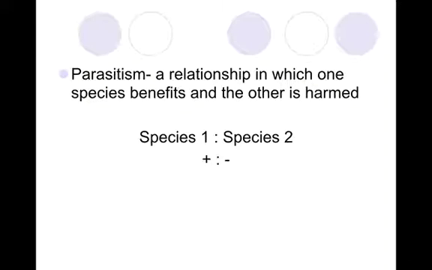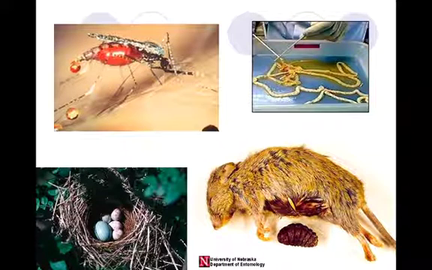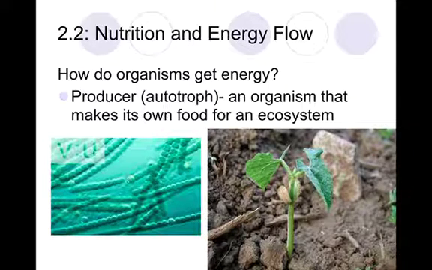The last type of symbiotic relationship is parasitism, a relationship in which one species benefits and the other is harmed. Now, we're familiar with that in terms of mosquitoes, tapeworms, and things like that, where it is hurting an organism, but it's helping itself. So those are the three types of symbiotic relationships, and you need to know all three of those for your test that we're having.